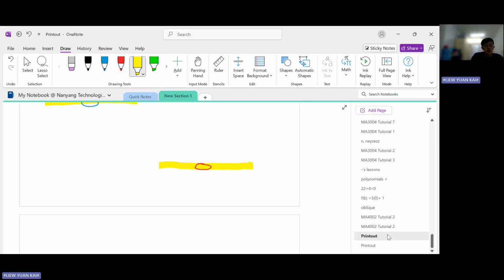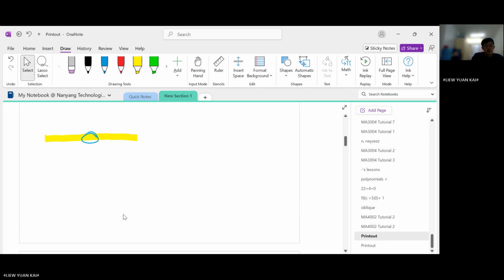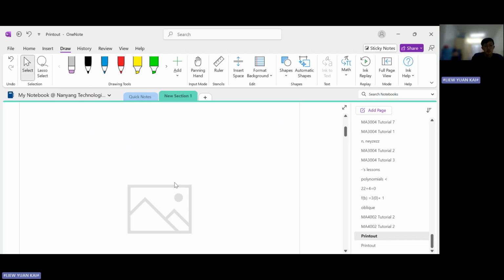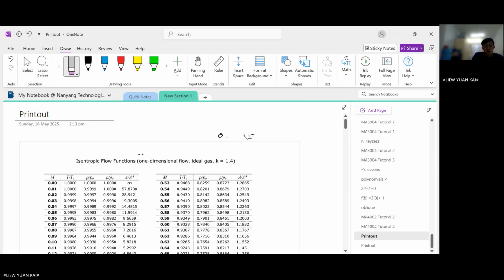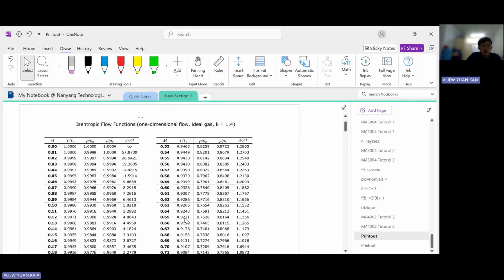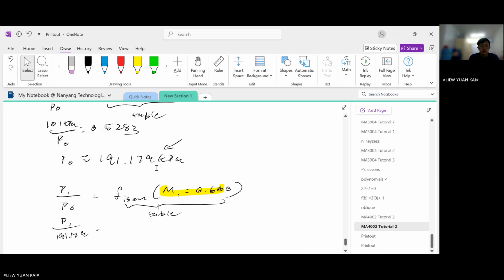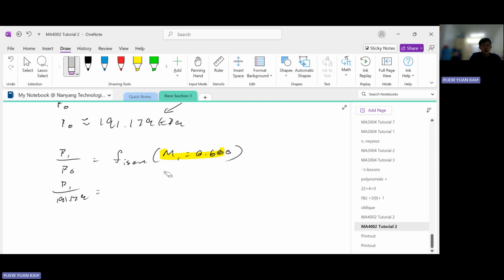Okay, so go back to the table. Then we shall find the Mach number equals 0.60. Okay, so Mach number equals 0.60 is over here. And we're looking for pressure ratio, so this one, right? So replace this value with 0.7840. And the pressure will be 149. Sorry, the pressure is this. And this is correct because I remember the lecture solution was 150 kPa. Okay.